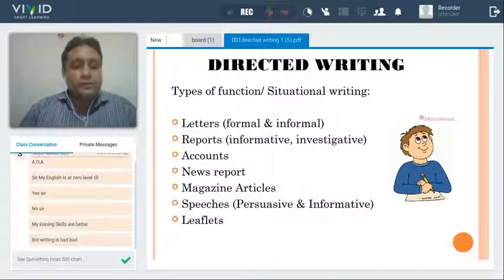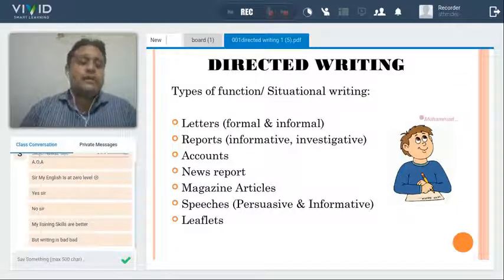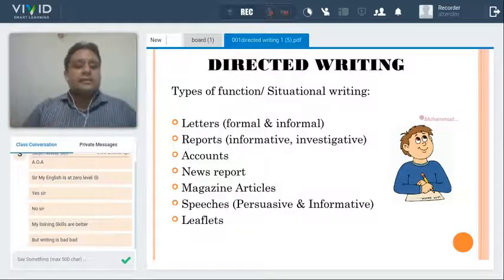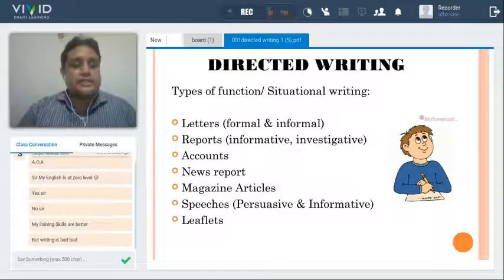We do not have accounts in O Level English now because that's an old pattern. That was the old syllabus. Before 2018, we had accounts, but we do not have accounts right now. Okay, so we won't be preparing accounts. We have report writing, but we do not have news reports. We have articles, both news articles and magazine articles, and we have speeches. Yes, speeches both persuasive and informative, and we do not have leaflets at all.